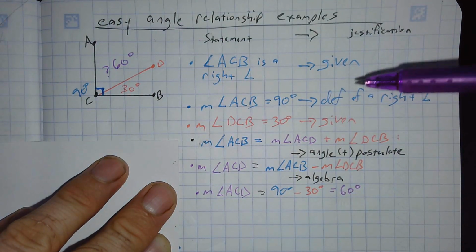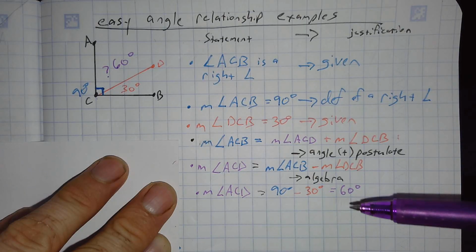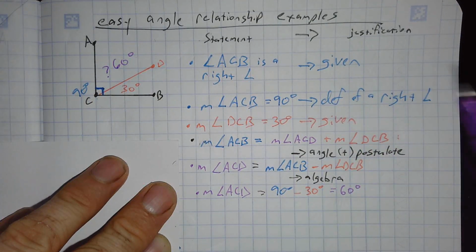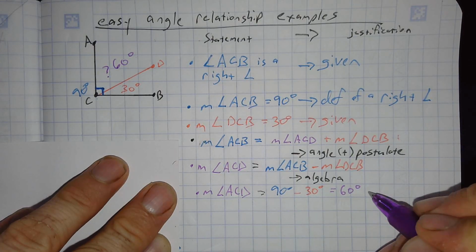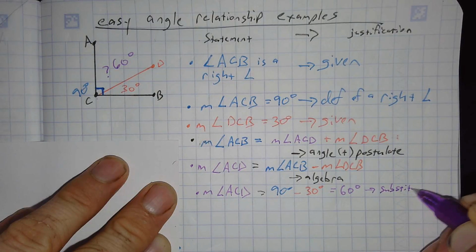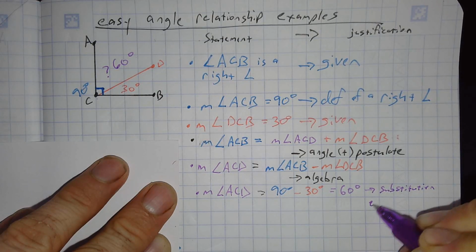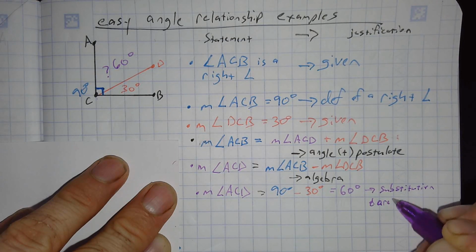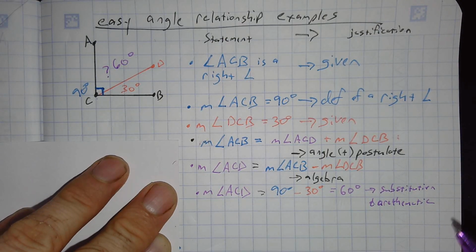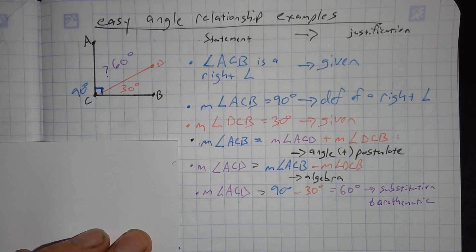Right? So this is the solution for a very, very simple question. Okay? And why can I do this? Well, this is substitution and a little bit of arithmetic. That's probably not spelled right. Okay, a substitution and arithmetic. All right, so that's the first one.